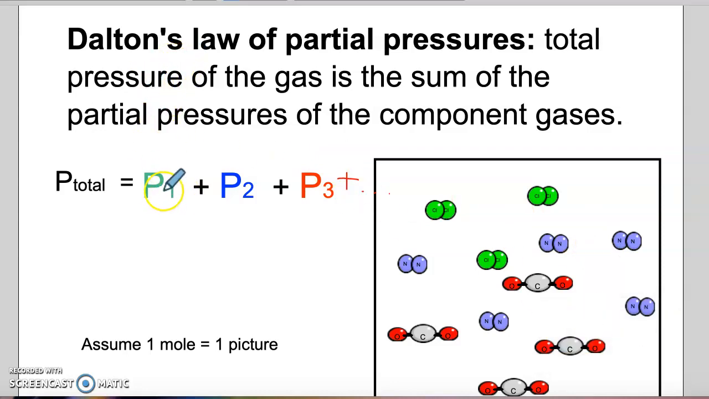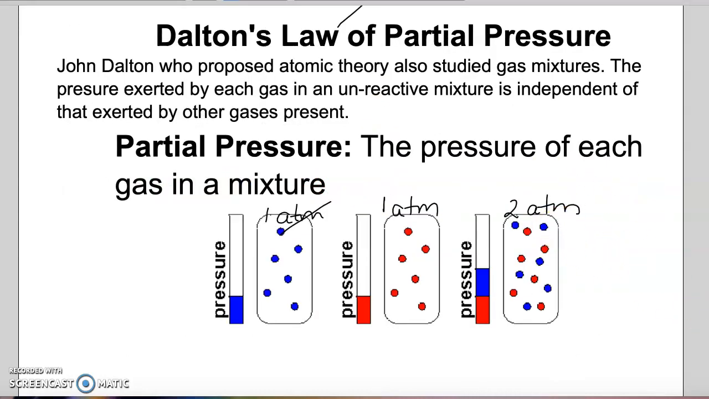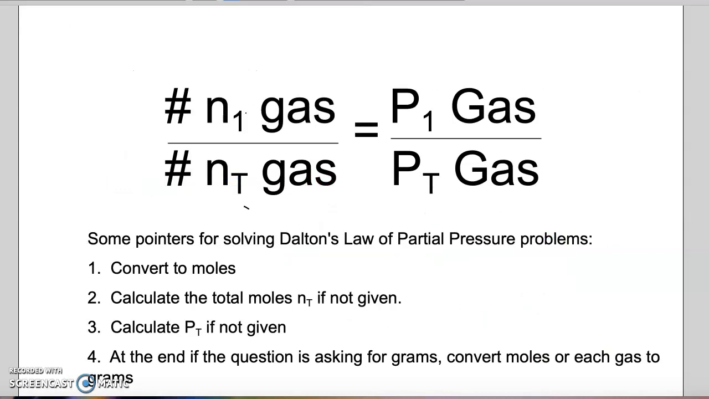Dalton's law can be written as: the total pressure is going to equal the pressure of each of the gases, however many there are, summed together. There's also this equation, which is derived from the ideal gas law.